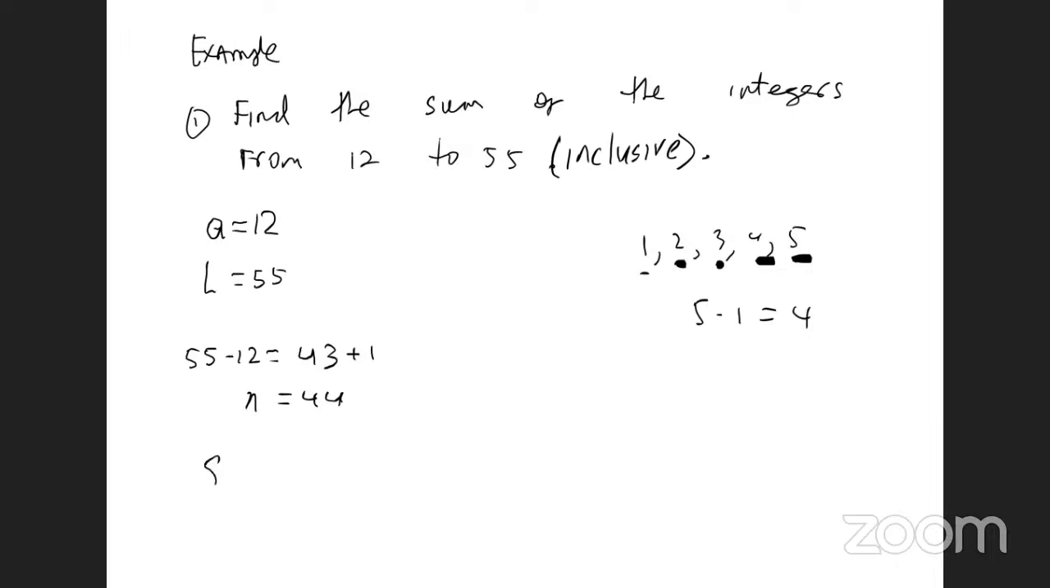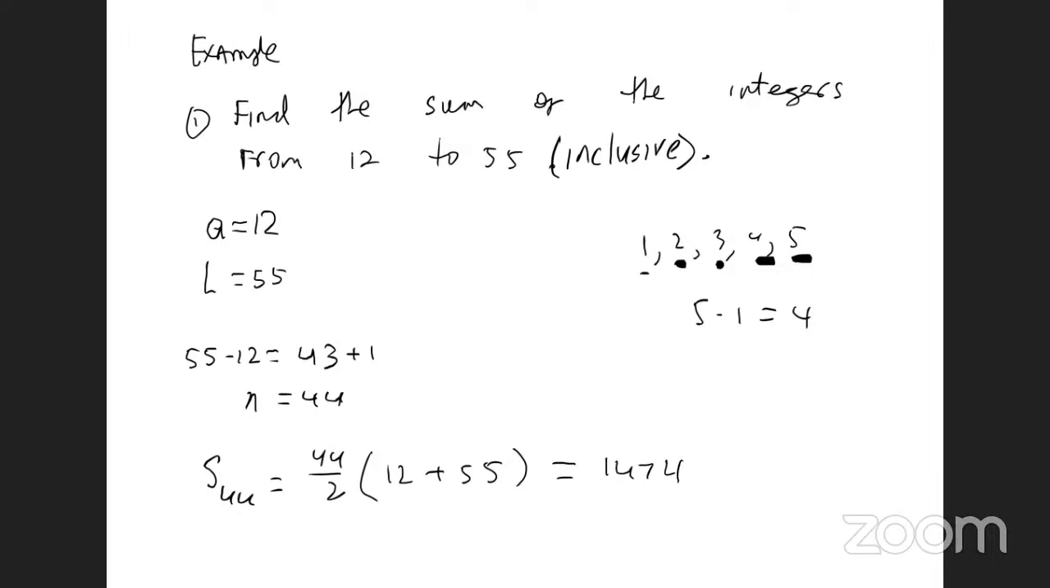Now we can use the formula. S44 is equal to 44 over 2 times (a plus l). How much is that? 1474. Nice. 1474. Okay? So that's the way you work it out.